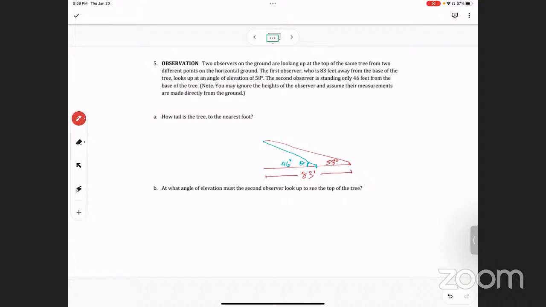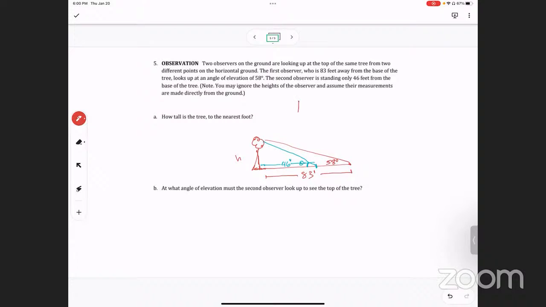here's the tree, and we're looking from two different points at the top of a tree. So here's my tree. There's the distance away from the tree. There's that distance away from that tree. And so they're probably going to ask, how tall is the tree to the nearest foot? So that's the height. We can find that using tangent also.